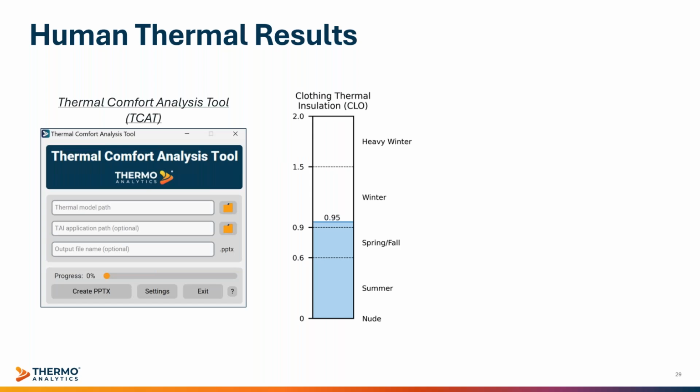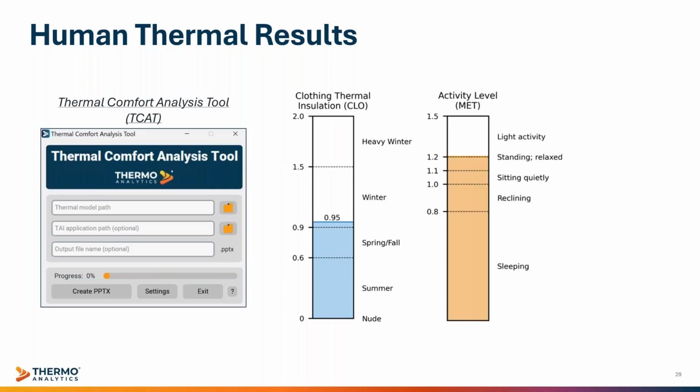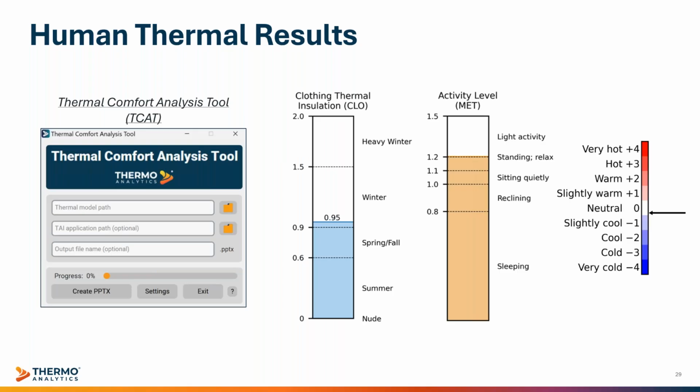In the PowerPoint generated by running this tool, it will start by displaying some of the human thermal inputs. It'll show the ensemble CLO value, the activity level of the human during the simulation, and what state the human was in just prior to the start of the simulation. So were they cold, warm, or neutral, like the second before time 0?